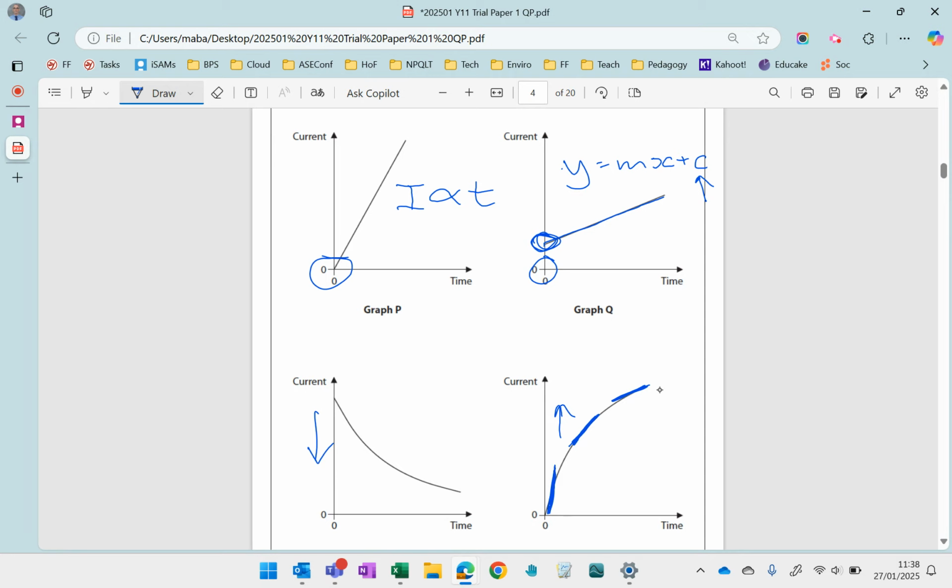And for this graph, you can see that current is decreasing, and again at a decreasing rate. You can see that initially it's decreasing quickly, then not so much, and then not so much. You can see that in each of these units of time, there's a big change in current to begin with, and then there's a smaller change in current during that moment in time, and then here there's a really small change in current during that unit of time. So graph R is current is decreasing at a decreasing rate.